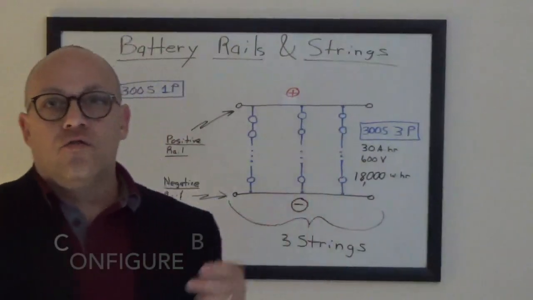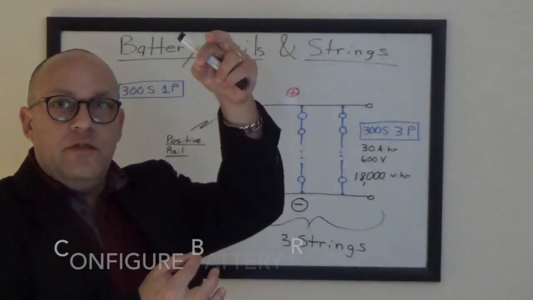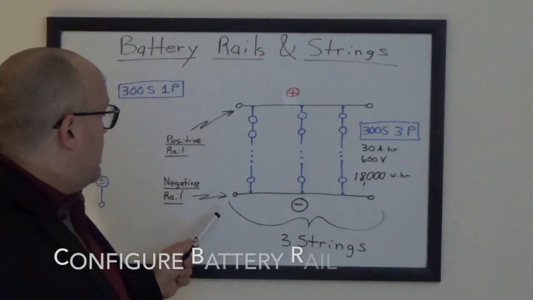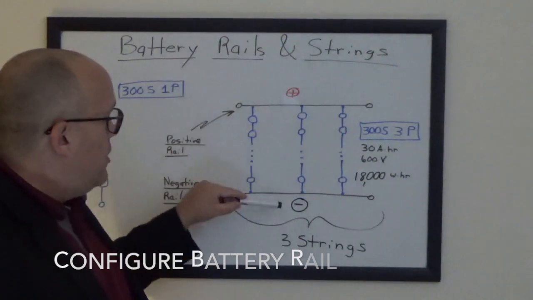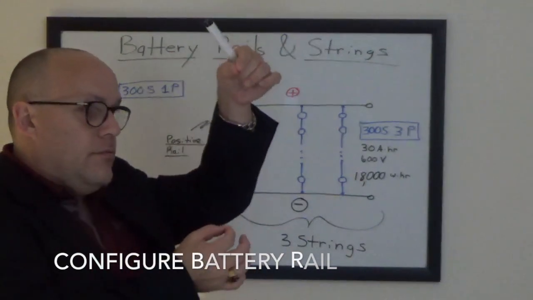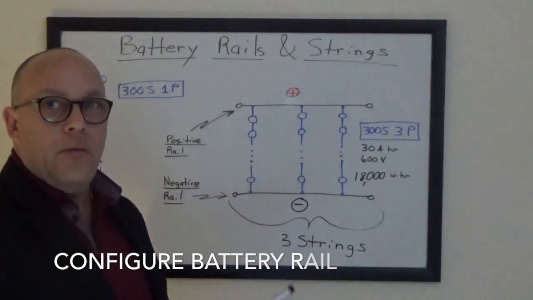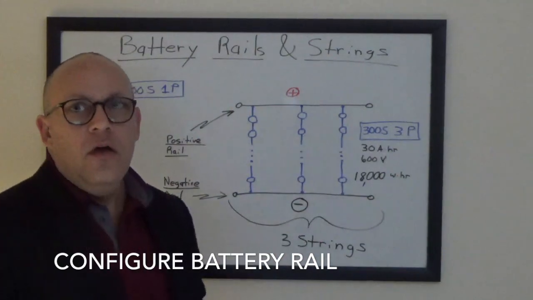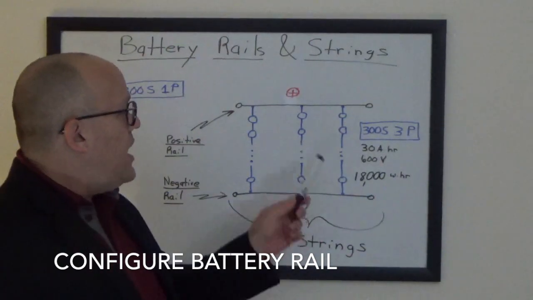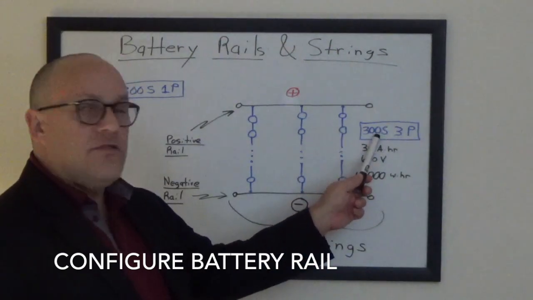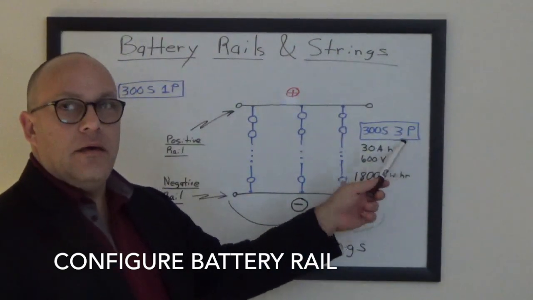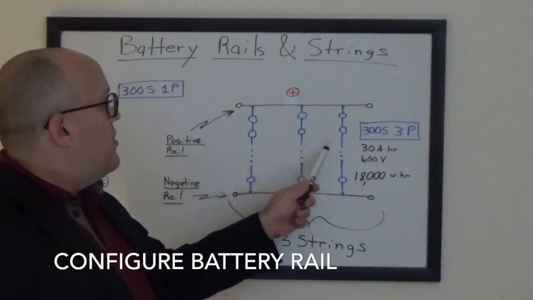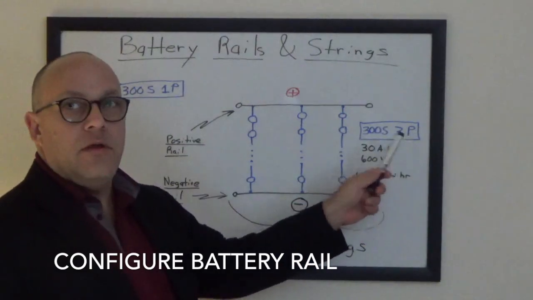So now we're going to take this string and we're going to put 3 of these strings onto a battery rail. Recall positive rail, negative rail. I'm going to take 3 of these strings and place them onto this rail. So you've got string 1 here, string 2, and string 3. So how does that change the system? Now this system is a 300S 3P. A single string is 1P. When I put 3 of them on the rail, it becomes 3P, 3 in parallel.